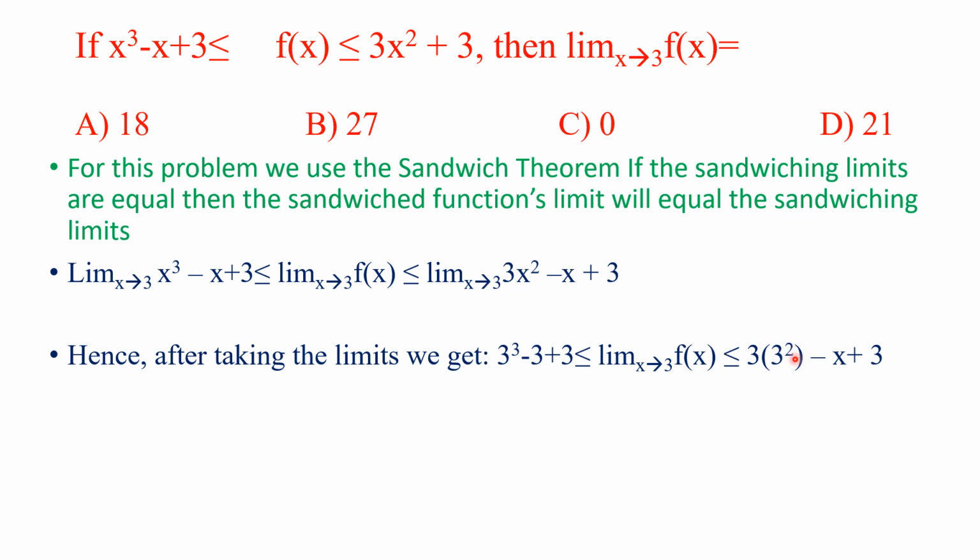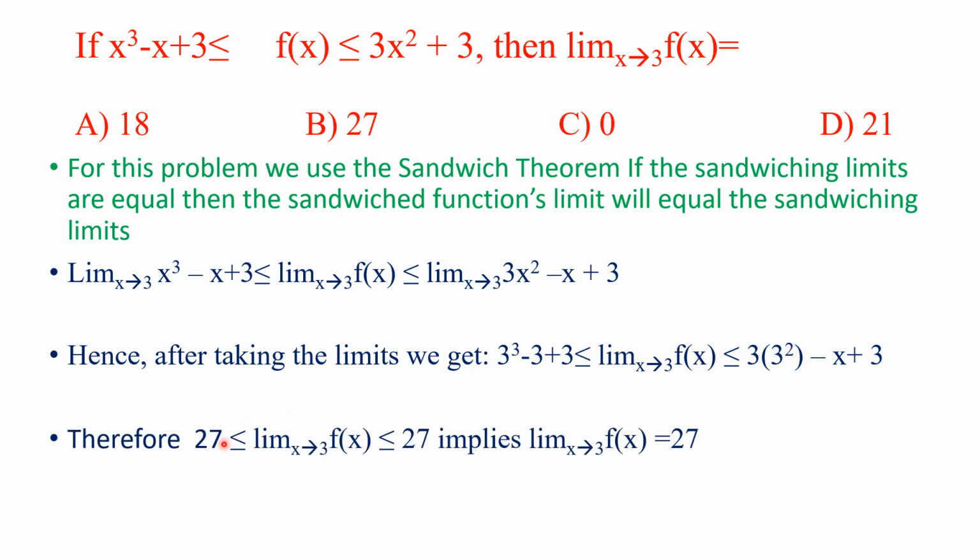And if we do the math, we can find that now we have the value of 27 on the left, less than or equal to the limit as x goes to 3 of f of x, and f of x is less than or equal to 27, which is also this value. So we can see that the outer limits are equal. So the limit of the function f of x as x goes to 3 must be equal to 27. And that will lead us to the right answer, which is option B.